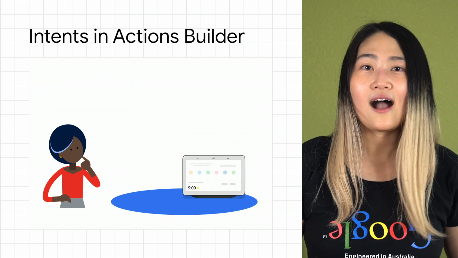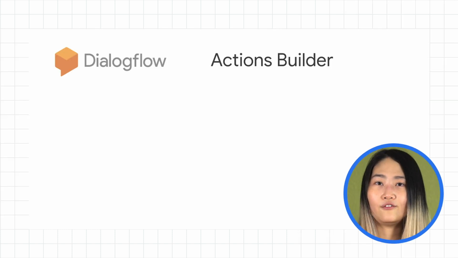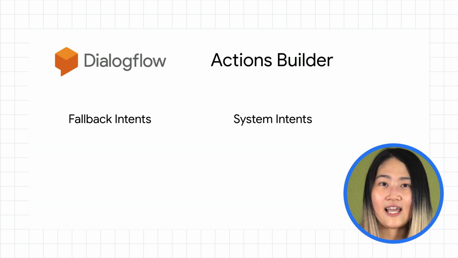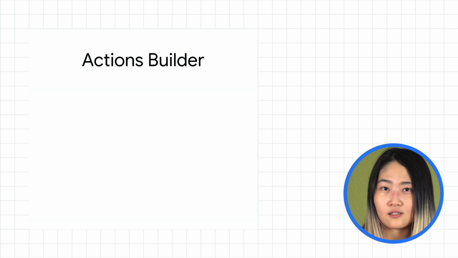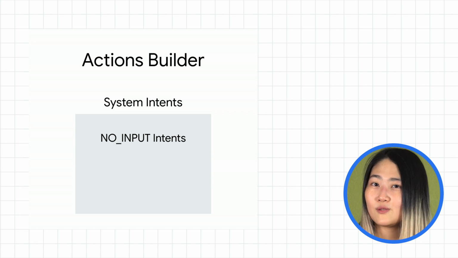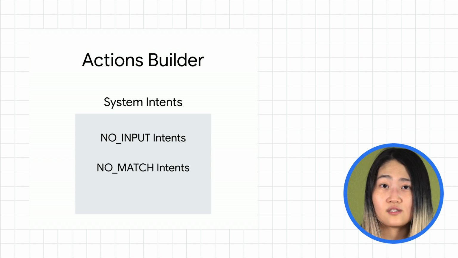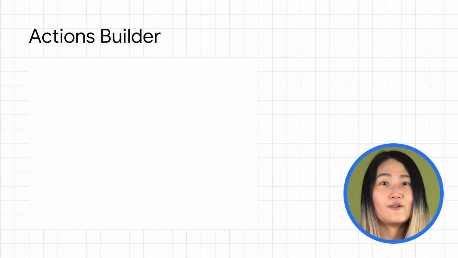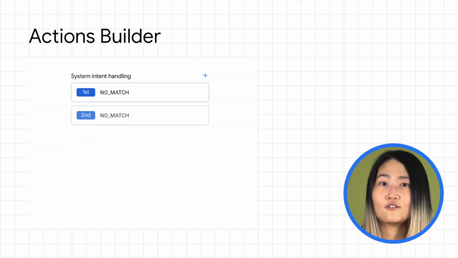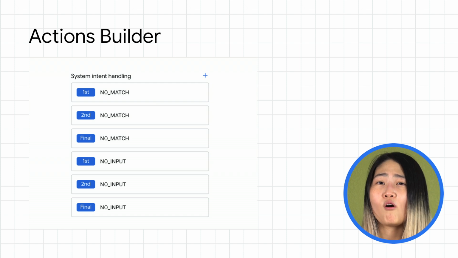Now let's talk about how Action Builder handles unexpected user input. Unlike Dialogflow, there's no fallback intent in Action Builder. The fallback intent is replaced by two distinct system intents. No input intent, which is triggered when the user doesn't respond back, and no match intent, which is when the action cannot match the user's input to an intent. These system intents also have a built-in counter which allows your action to respond differently to each failed attempt, making the conversation flow feel more natural.